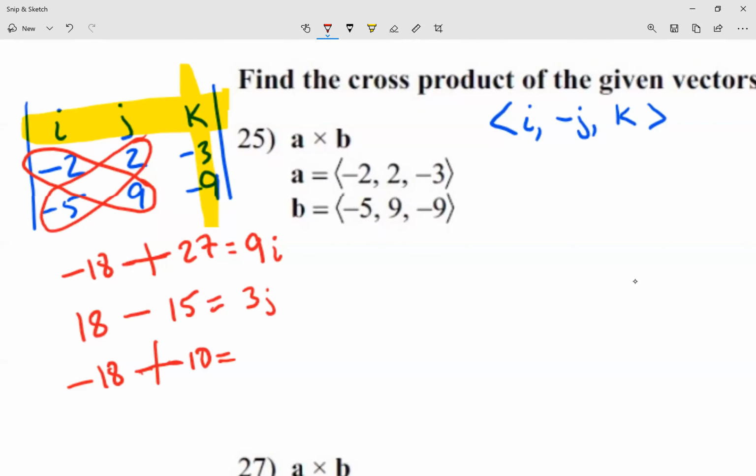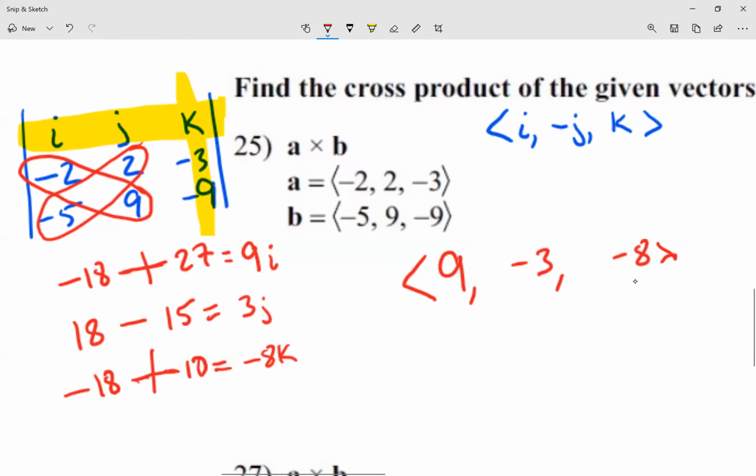I know two negative signs make a positive sign. Negative 18 plus 10 is negative 8K. This is my K value. Now, what I'm going to write as my answer here will be, there's my opening of my vector, and it's going to be 9, comma, negative 3, comma, negative 8. Close my vector.